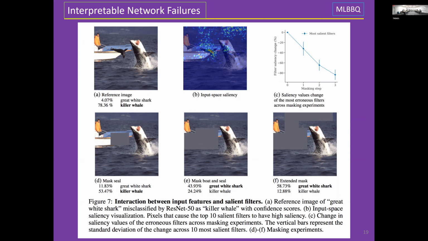So what happens? The result is in the C panel, saliency values change of the most erroneous filters across masking experiments. If we just mask out the seal, the saliency values for the malfunctioning filters drop. And if we mask out seal and the boat, then the saliency values for the corresponding filters drop more.